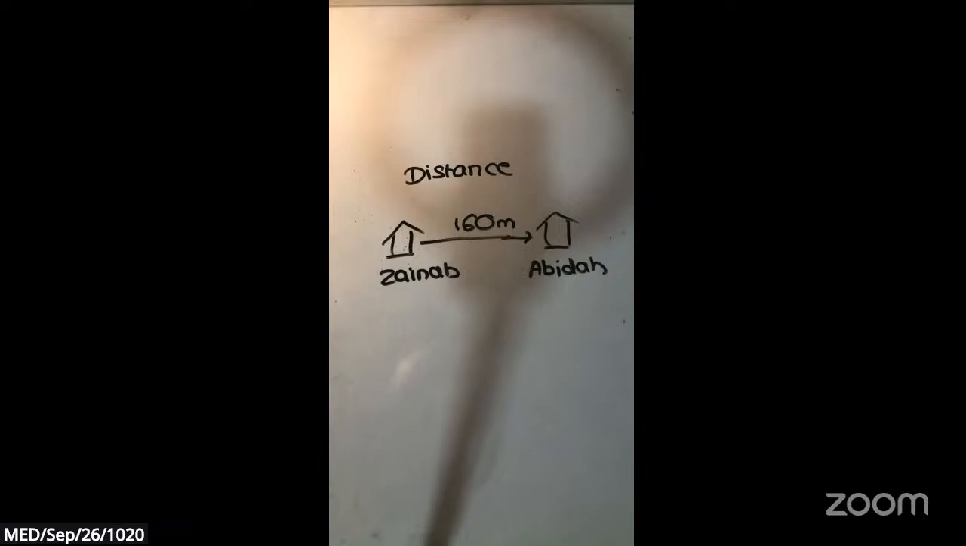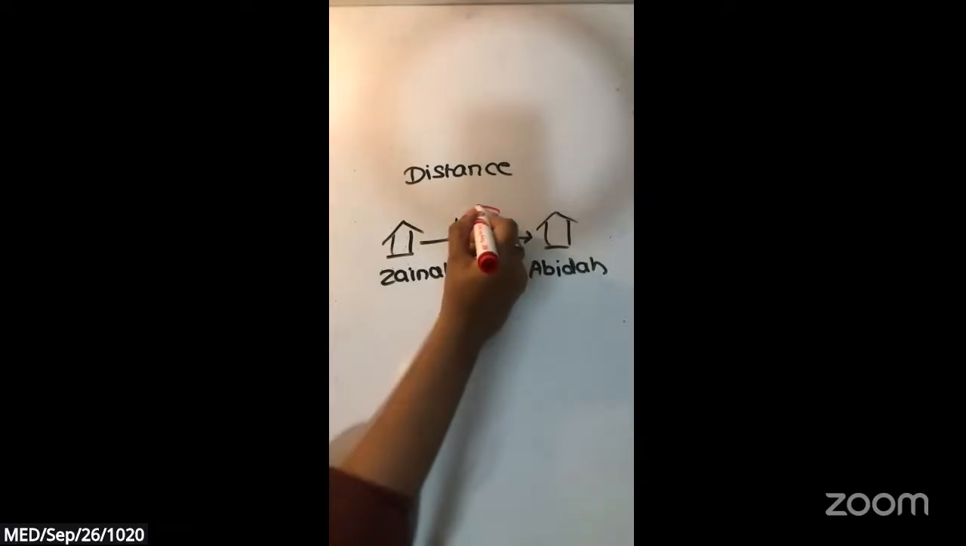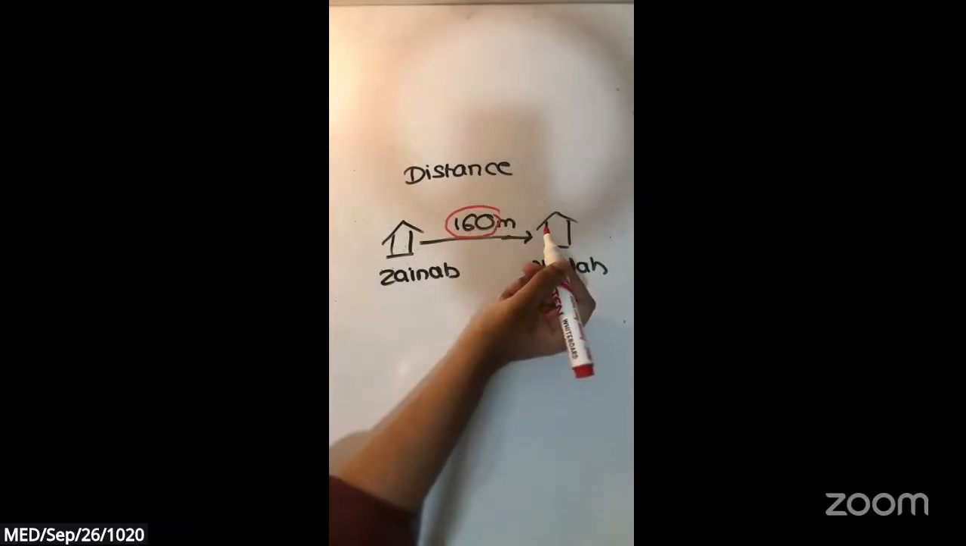A distance has magnitude, but does it have a direction? Can you all tell me, yes or no? Do you all think distance has a direction? Because you all have studied this lesson, right? No, distance doesn't have a direction. So distance only has a magnitude. What do you mean by magnitude? It has a value, a number, right?